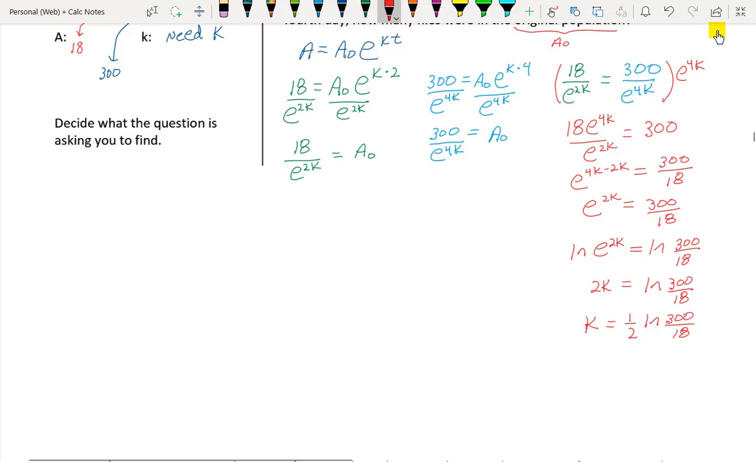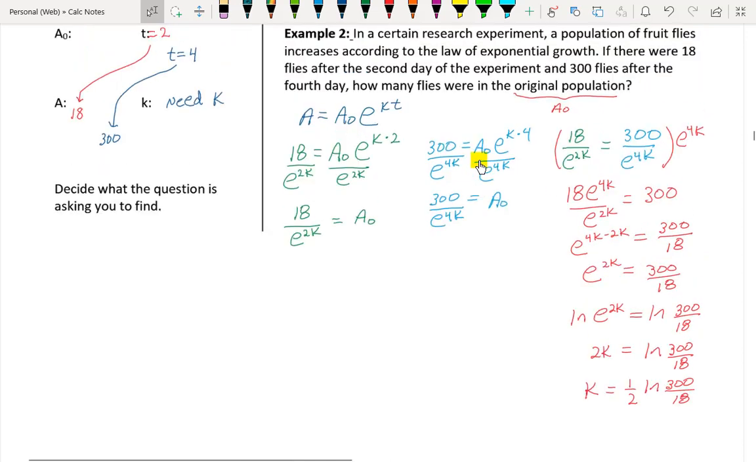So once we know k, now we can go back to our original focus here, which was finding the initial amount. So I'm going to come back over to the left side here, and we'll finish working on this one. To find my initial amount, I can use either the information from the 4th day or the 2nd day. I'm going to use the 2nd day just because the numbers are smaller, a little easier to work with. So I'm going to choose 18 equals a sub 0 times e to the k times t.